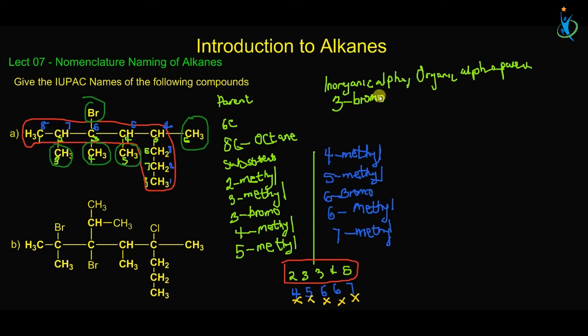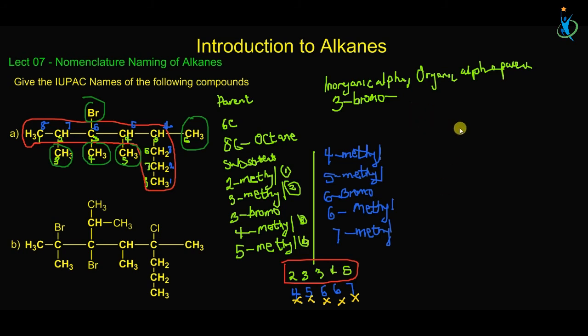We are going to get 3 bromo, and then what? Next one we are going to get the methyls. Let's count all the methyls. We have 1 methyl, we have 2 methyl, we have what? 3 methyl, and we have 4 methyl. So we have 4 methyl, 4 same methyl repeating.